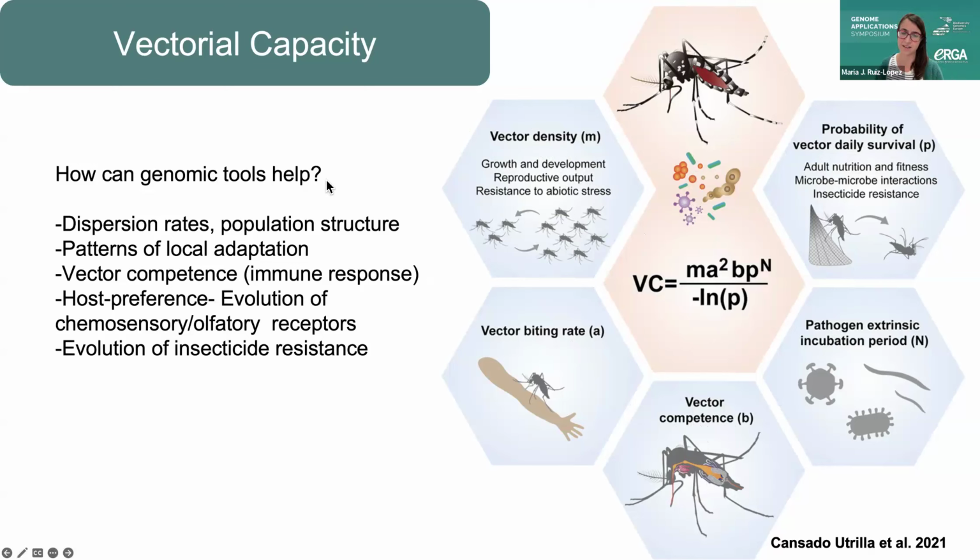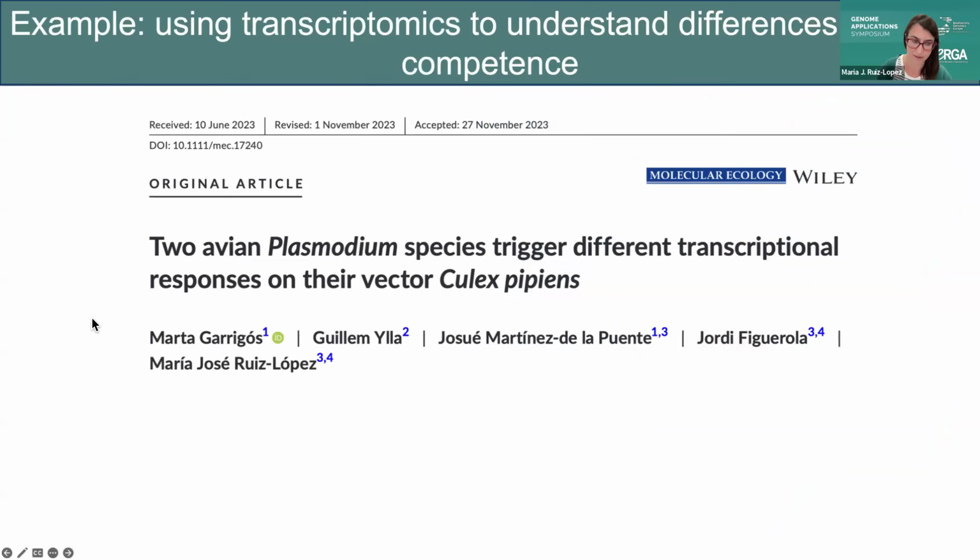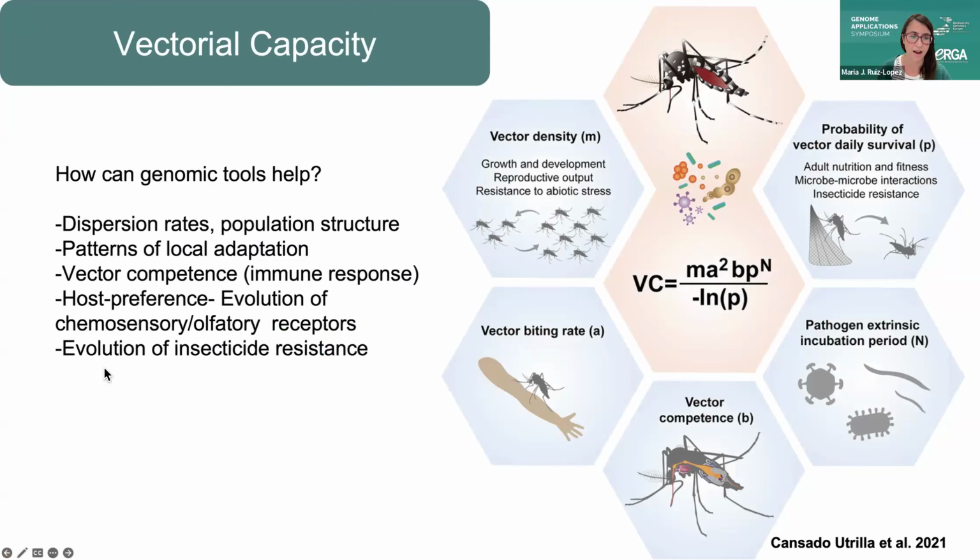And how is this relative to adaptation? On top of dispersion rates and population structure, genomics can help us understand patterns of local adaptation, whether some populations are more adapted to certain thermal characteristics. For example, in Spain there is a clear temperature gradient from south to north. These species inhabit the whole peninsula, but we only have West Nile virus in the south. What about vector competence and immunity? For example, what is the immune response of these vectors to the different pathogens?